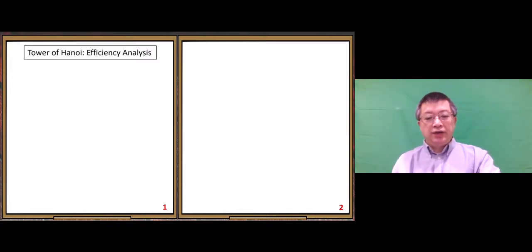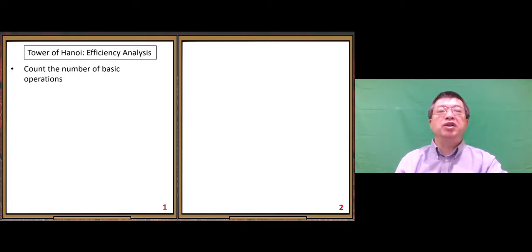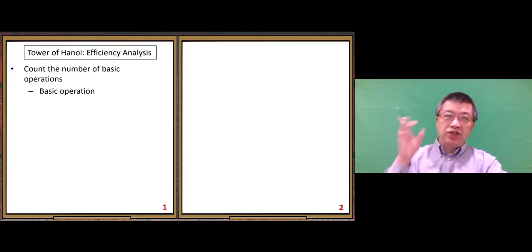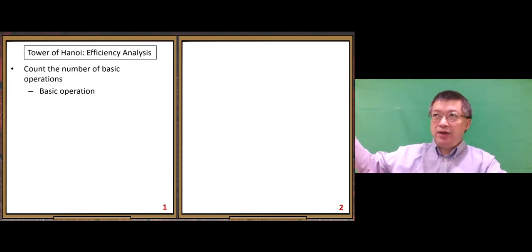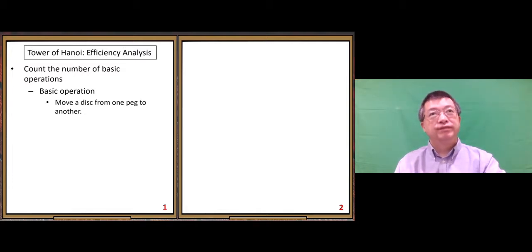To do the efficiency analysis for the Tower of Hanoi problem, let's do the basic things first. Count the number of basic operations. First, we need to know what is the basic operation for this problem. It's easy because you just move disks from one peg to another peg. That's the basic operation. Move a disk from one peg to another.